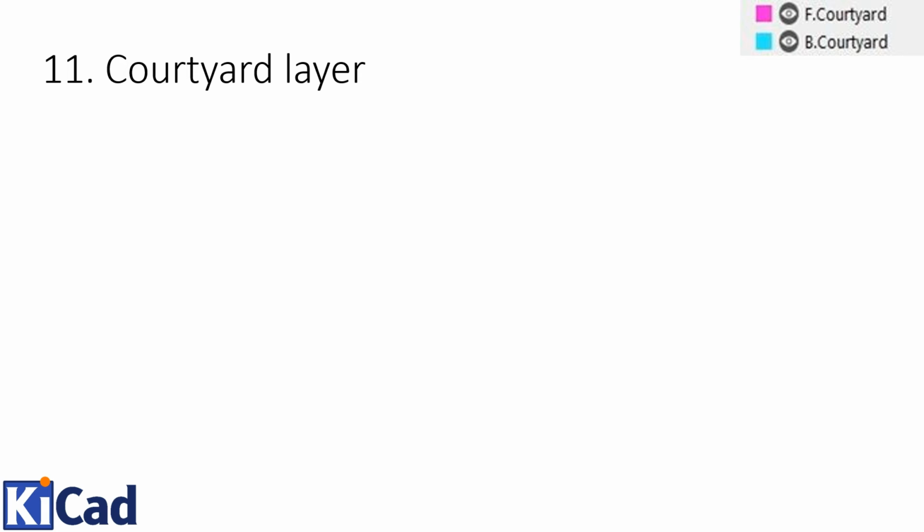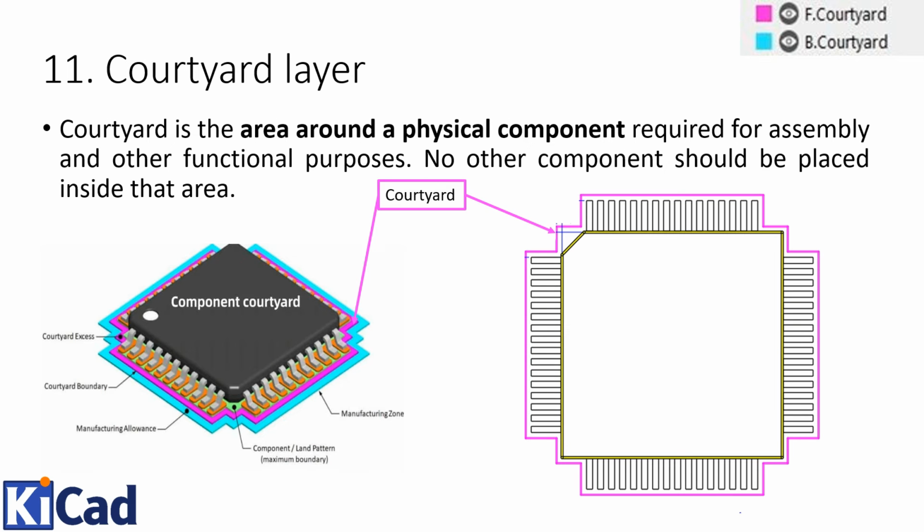The next layer we will discuss is the courtyard layer. This is a very important layer. Courtyard is the area around a physical component required for assembly and other functional purposes. No other component should be placed inside that area. The courtyard layer actually helps us to specify the area around the component in which you cannot place any other component. Like over here, this is the physical component, and this is the courtyard layer. The component should be placed inside the courtyard layer, and no other component should overlap with this courtyard layer.